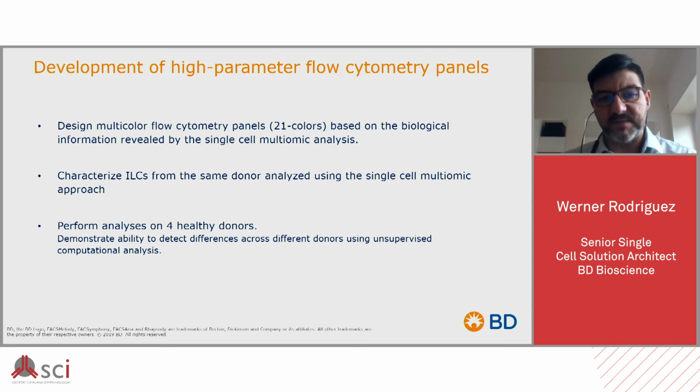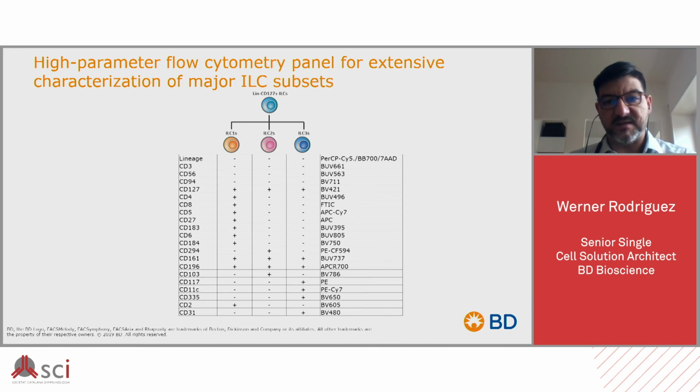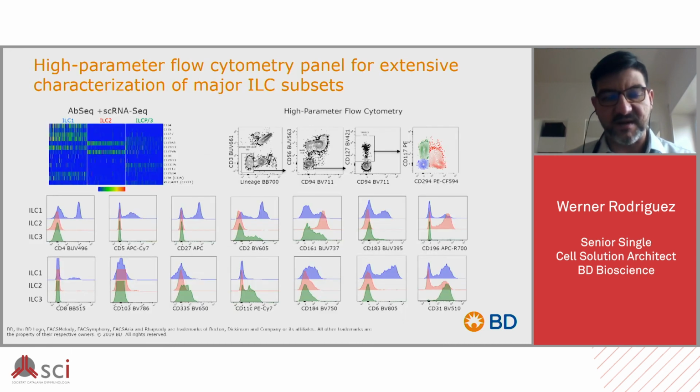We then performed analysis for healthy donors using these subsets, which allows us to begin to see what has been happening in ILC subsets, but mostly based on the information of the differential expression obtained as a reference. And you can see here on the left part the source of our information, the combination of the AbSeq expression and single cell RNA sequencing. And this allows us to create these panels.